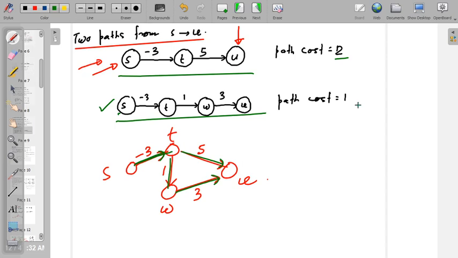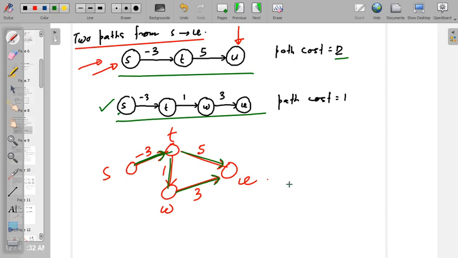Are you with me? Huh? You, what is your name? Sushant. Okay. What is your roll number? 107. Okay.